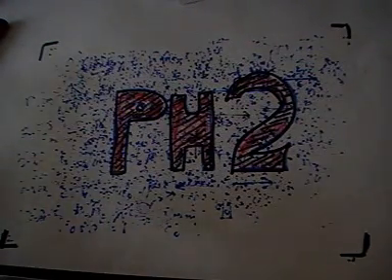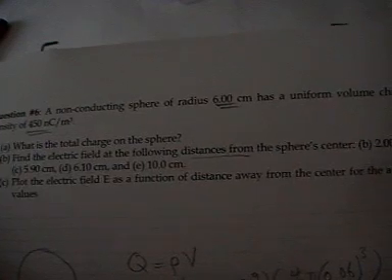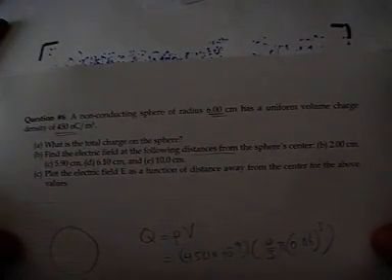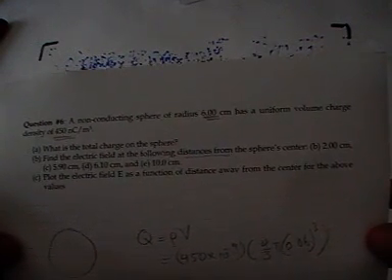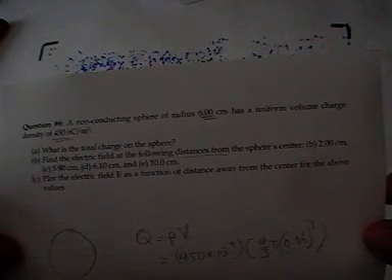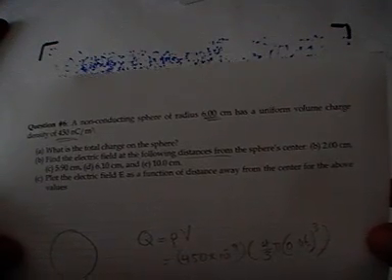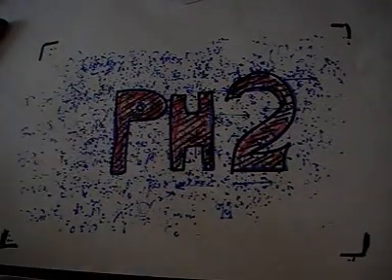Let me do question number 6, which I think is solved somewhere else. I remember doing this before. So what does this question say? It says that you have a non-conducting sphere of radius 6 centimeters, with a uniform volume charge density equal to that much. What's the total charge of the sphere? And then he wants you to find the electric field at certain distances, and to plot the electric field as a function of the distance away.